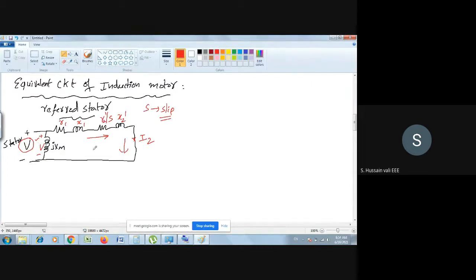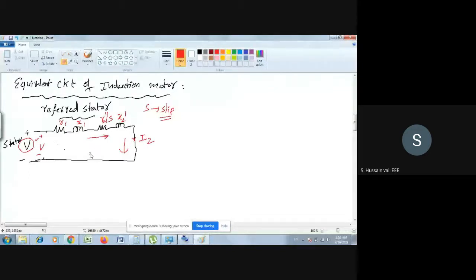Voltage. Okay, now for the simplification purpose, to avoid confusion, I would like to erase this part. Which part? This parallel branch, because this part does not have any role on the rotor side. It does not affect the rotor side, because we are more interested in the rotor side, because the torque production is there on the rotor side itself. Okay, so this is the equivalent circuit of the induction motor. You can say approximate equivalent circuit.